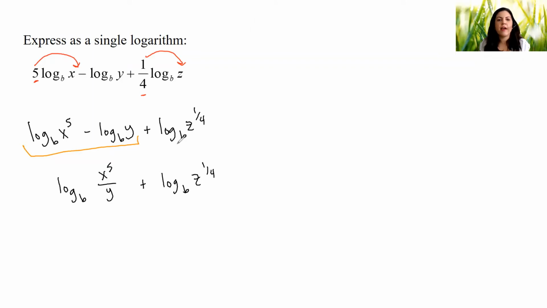And now I have two logarithms with the same base that are being added together. So that means I can apply the product rule. I can take this x to the 5th over y, multiply it by z to the 1/4. If I'm doing x to the 5th over y and multiplying it by z to the 1/4, you can think of that z as being over 1. So you multiply the numerator, you multiply the denominator. This gives me log base b of x to the 5th z to the 1/4 all over y. And that should be it.